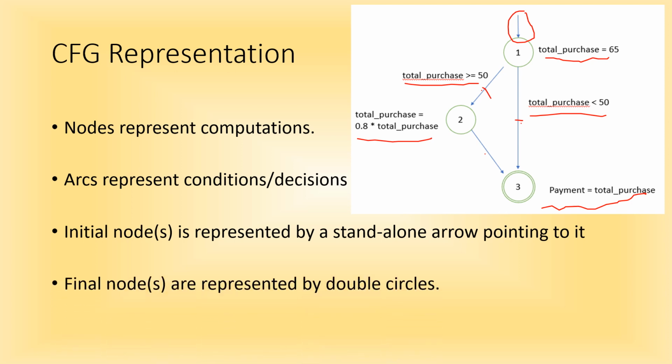In the same way, the final node is represented by a double circle. Node number three is represented by a double circle, so that is the final node. The computation stops here; the program stops at this computation. So this is how we represent computer programs in the form of control flow graphs. We have seen a very simple example of a simple if condition, and that is represented by the control flow graph shown here.